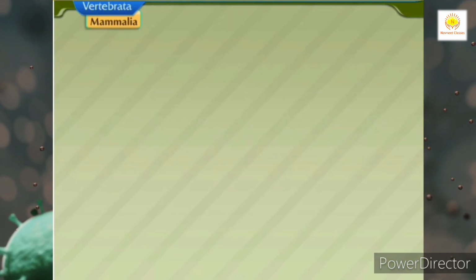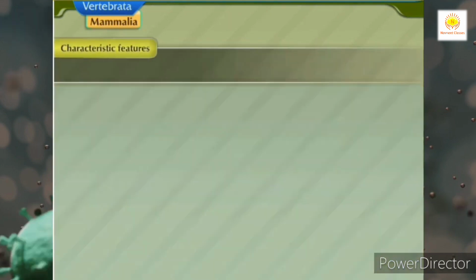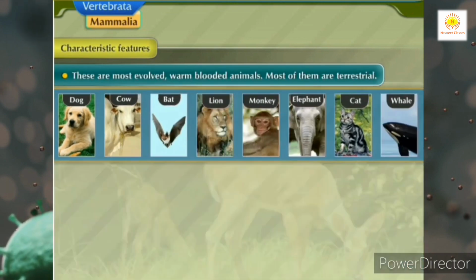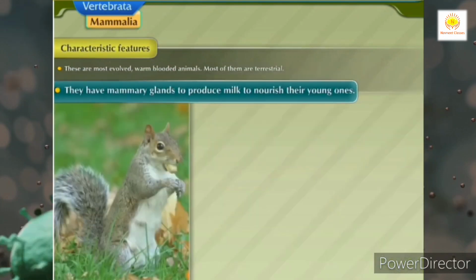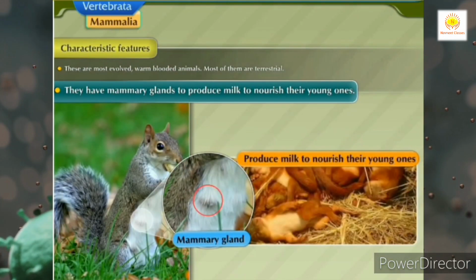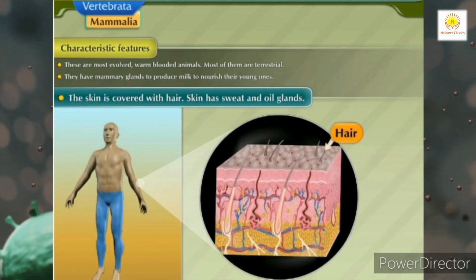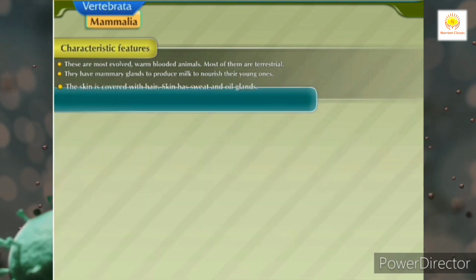Mammalia. The characteristic features of this class are: these are most evolved, warm-blooded animals. Mostly they are terrestrial. They have mammary glands to produce milk to nourish their young ones. The skin is covered with hair. Skin has sweat and oil glands.